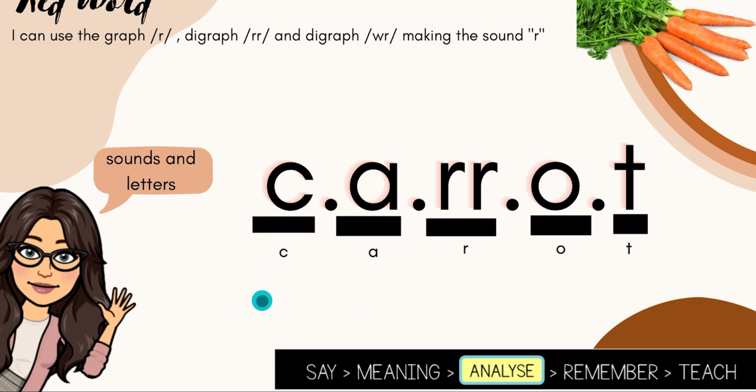Okay, let's look at the sounds and letters that we can hear in the word carrot. So the sounds that we can hear are K, A, R, E, T. Carrot. Now the letters that we can see are C, A, R, R, O, T. Carrot. You will notice that the digraph RR is making that singular R sound.